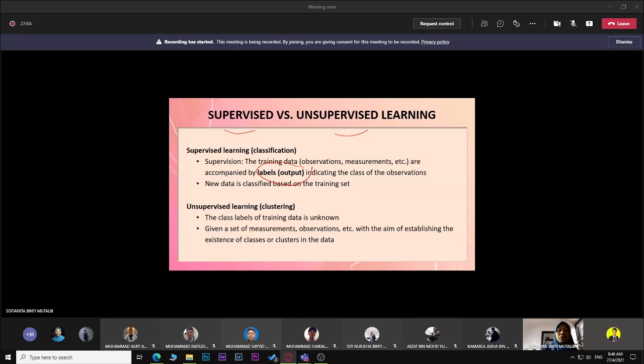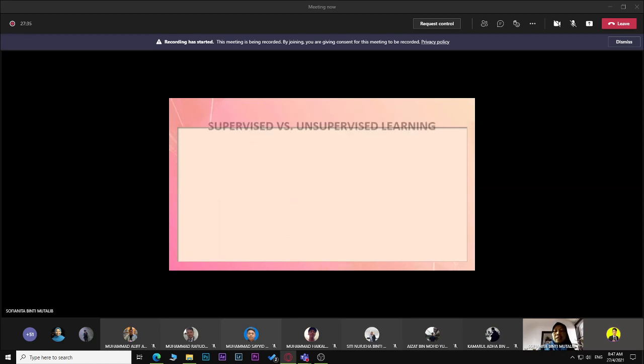Okay, meanwhile, if you look at the second type of learning, it is known as unsupervised, which is where the data is not given the class label. That will be the major difference between supervised and unsupervised, and how it does the categorization will be discussed later on in the clustering methods.